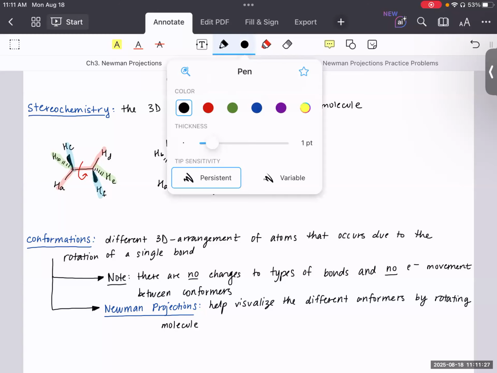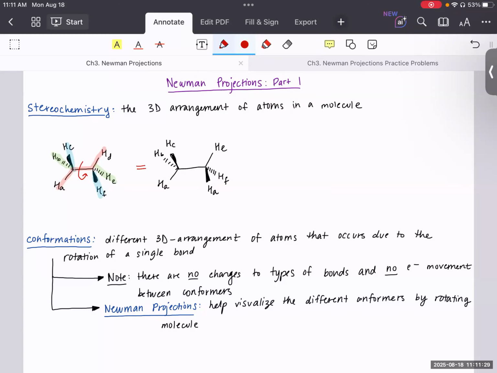And so since we have that free rotation, these two structures are equal to each other. They represent the same molecule, but just a different conformational state. And so these two molecules would be two different conformers of the same molecule. And so again, it's the same exact molecule, it's just we rotated around that middle bond.